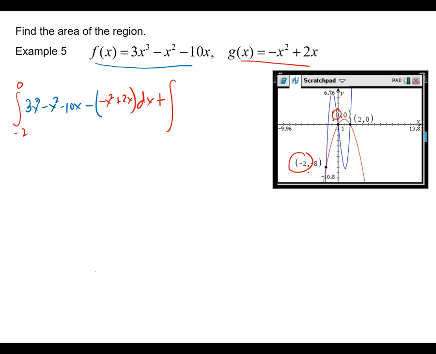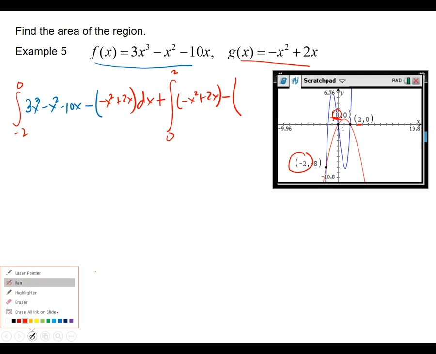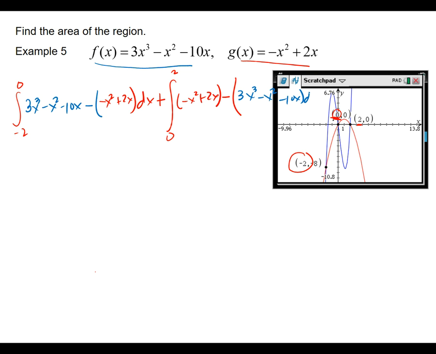So yeah, it's not a short problem, right? Okay, we'll do some combining like terms to make it a little better. All right, so my next region is from this x value of 0 to the x value of 2. What function is on the top? The red one or the blue one? Red. So we've got -x squared plus 2x minus parentheses my blue function, 3x cubed minus x squared minus 10x dx.